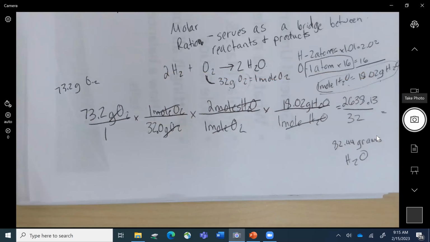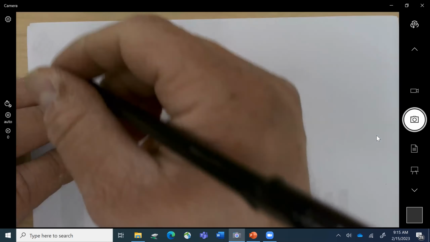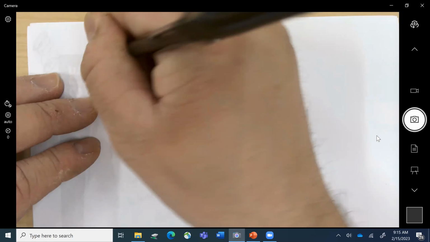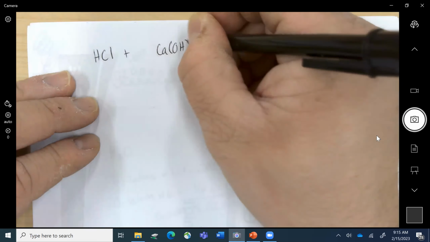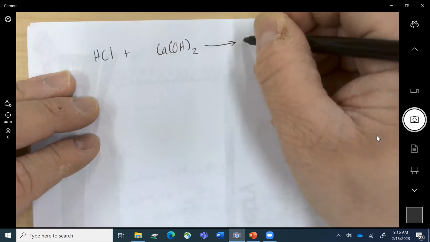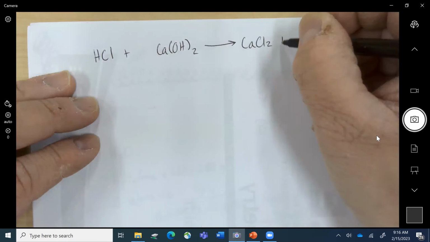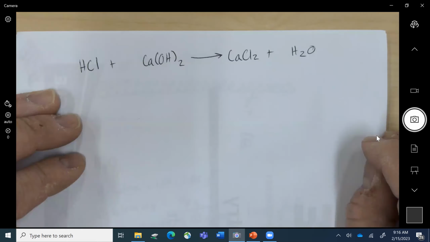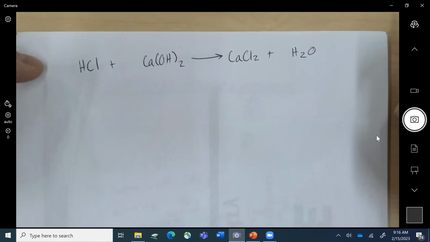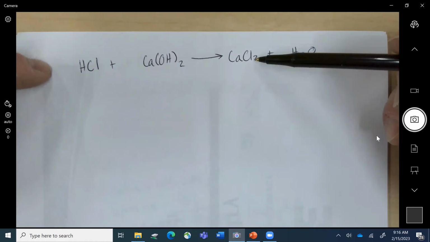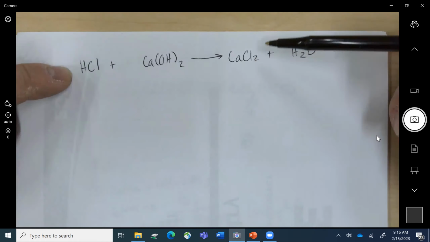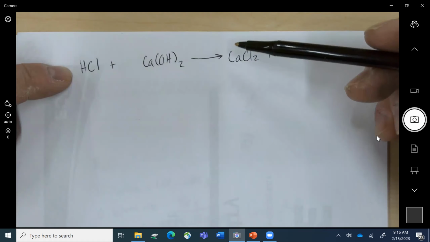Okay, so let's walk through how we would do one of these. First off, I know that I have hydrochloric acid, which is HCl, plus calcium hydroxide, Ca(OH)2. Well, this is going to form calcium chloride plus water. This is an acid-base reaction. So I need to balance this thing. 2 Cls, 2. All right, this is pretty easy to balance.